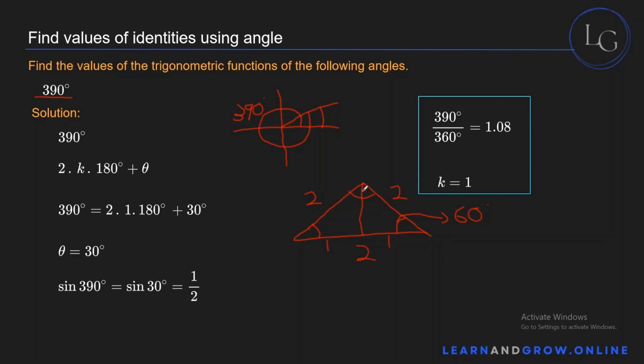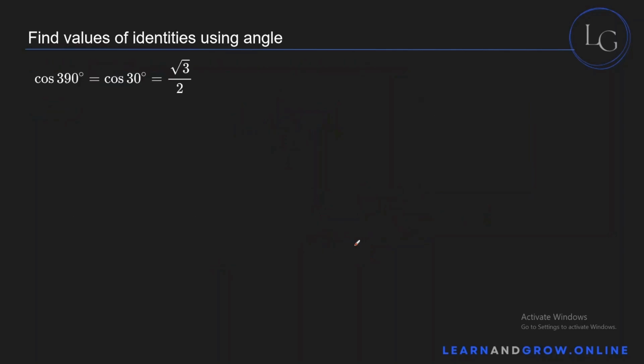So sine 30, the sine of this angle, is just 1 by 2, which is why we have this 1 by 2. And you can use the same property. So cos 30 is equal to under root 3 by 2. You can use the same triangle as you did before to get this value.